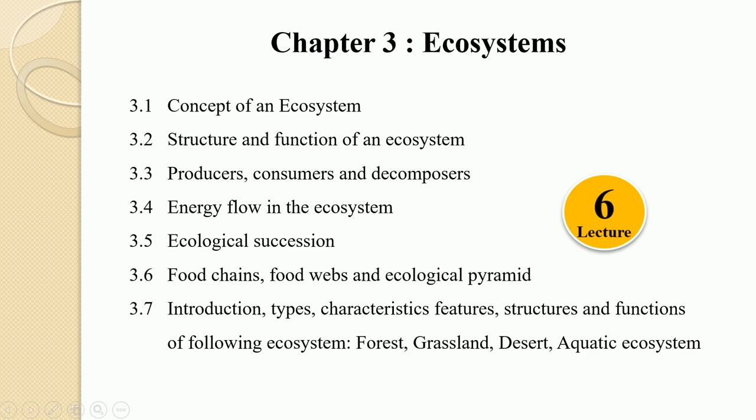Then we have to discuss the structure and function of the ecosystem. What exactly are the components of the ecosystem? Components are grossly divided into three categories, producers, consumers and decomposers, which we are going to discuss. Then the most important part, energy flow in the ecosystem: how energy flows from one trophic level to the next trophic level, we are going to discuss in this topic.